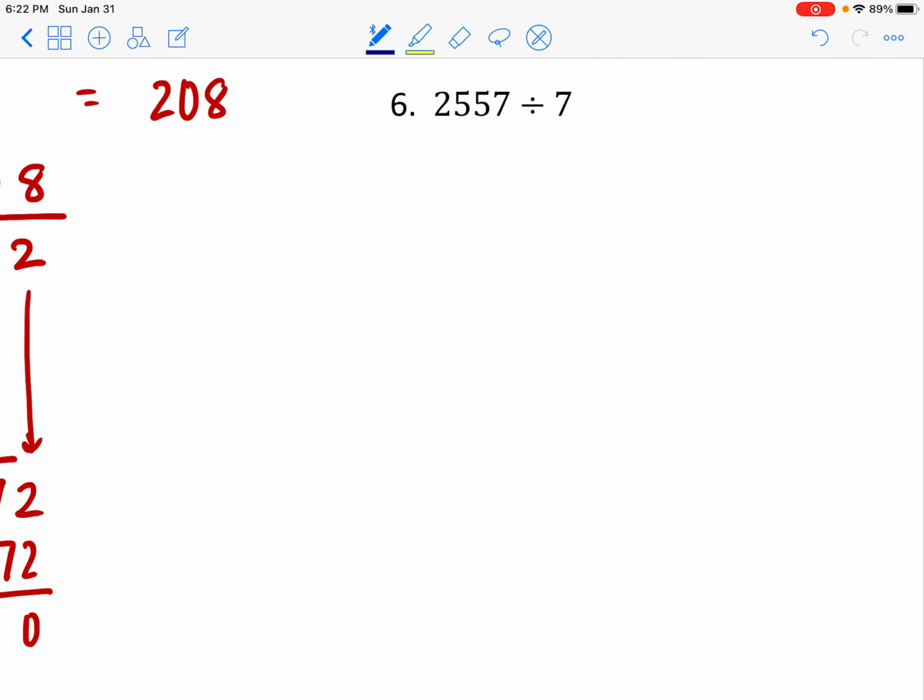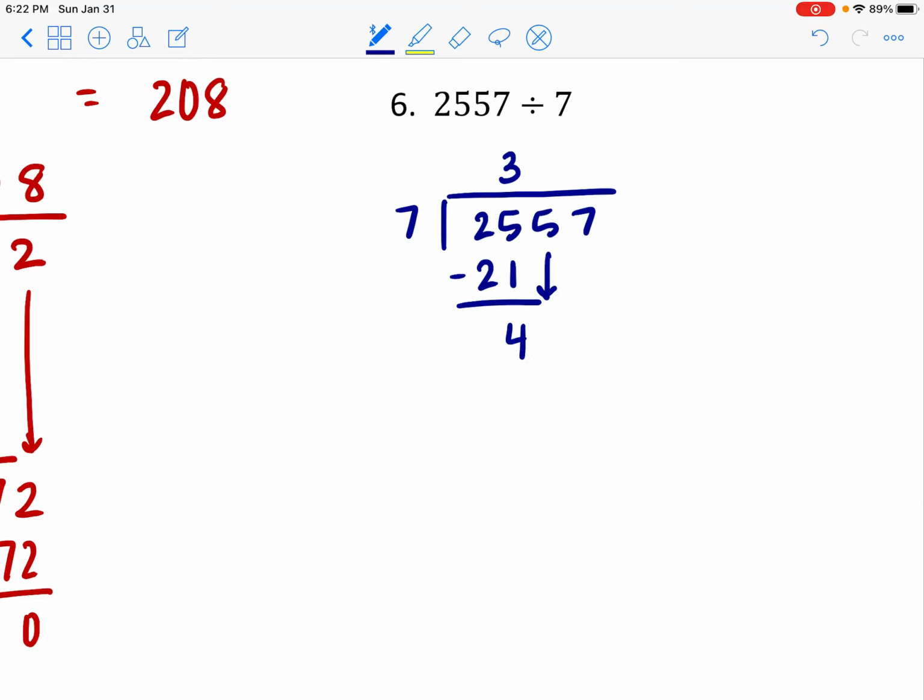So we have 7 to go into 2,557. So first, how many times does 7 go into 25? It's going to be 3 times. And 3 times 7 when I multiply is 21. I'm going to subtract. That gives me 4. I'm going to bring down the 5 and do that again.